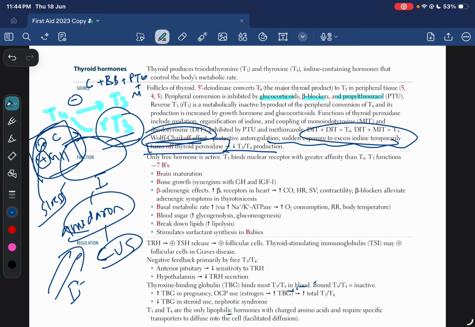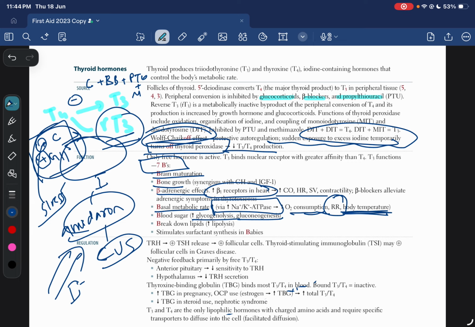What are basically the functions of T3, T4? You need to know about brain maturation, bone growth, and beta adrenergic effect on the heart. This is going to increase the cardiac output, stroke volume, heart rate. BMR increases via sodium potassium ATPase pump, so oxygen consumption is going to increase, respiratory rate is going to increase, body temperature is going to increase. It has a diabetogenic effect. This means glycogenolysis and gluconeogenesis are going to increase. Breakdown of lipids means that fatty acids and glycerol are also going to increase, and it also stimulates the production of surfactant in babies.